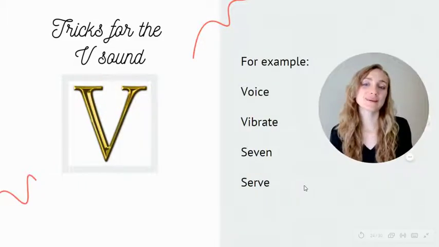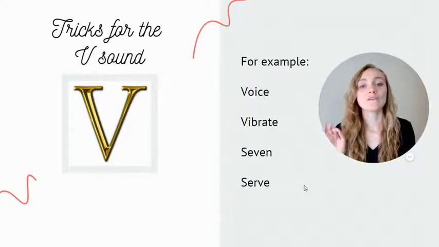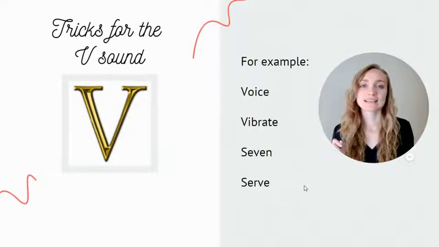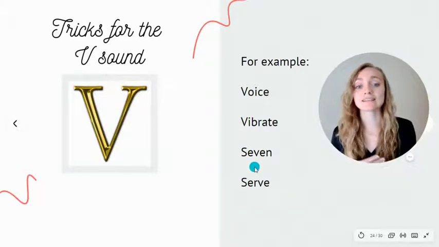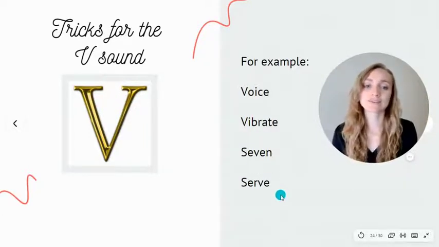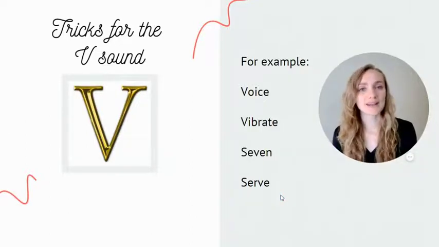So here are some examples with the V sound of some different words. Voice, vibrate, seven, serve. So we see we can have the V at the beginning of the word, in the middle of the word, like in seven, or at the end of the word, like in serve, okay? So a V can show up anywhere in a word.